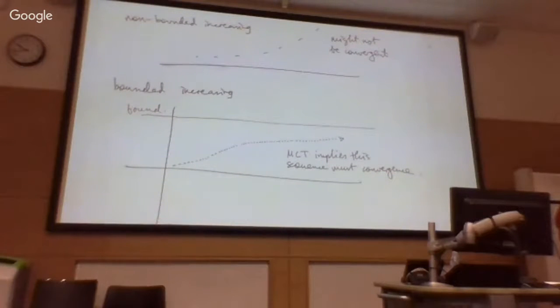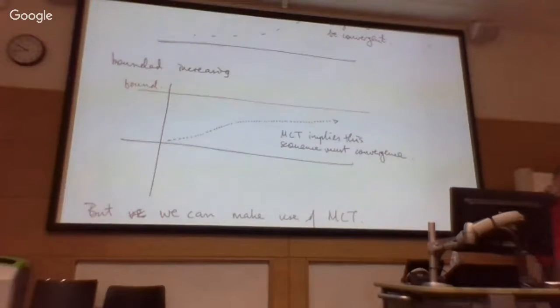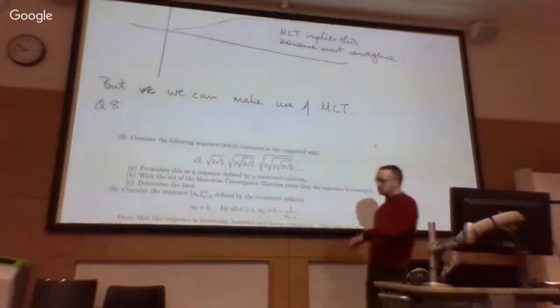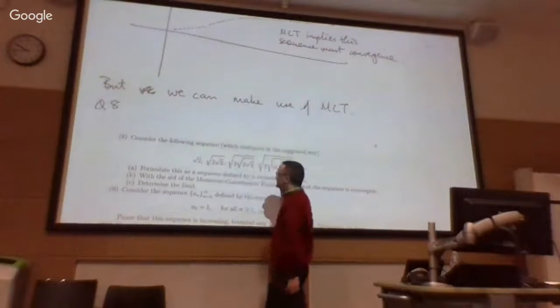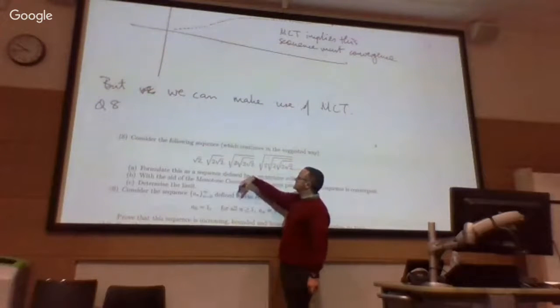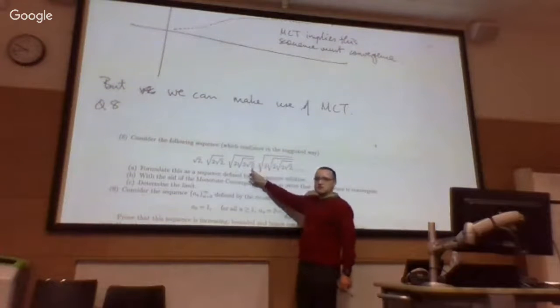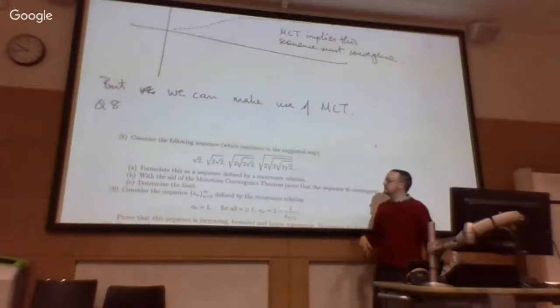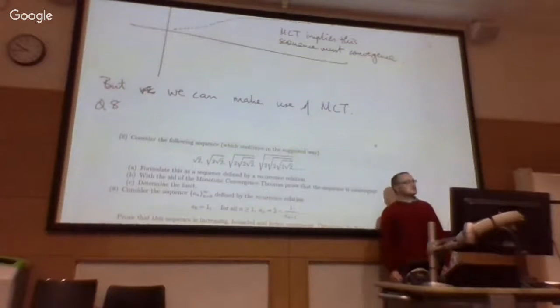But we can use the MCT, and we can make use of it in situations like, for instance, question 8 on the question sheet. So question 8 asks you to consider this sequence here. It begins with root 2, then it's the square root of 2 root 2, then the square root of 2 times the square root of 2 times the square root of 2, then the square root of 2 times the square root of 2 times the square root of 2 times the square root of 2. And if you continue it on in the suggested way.